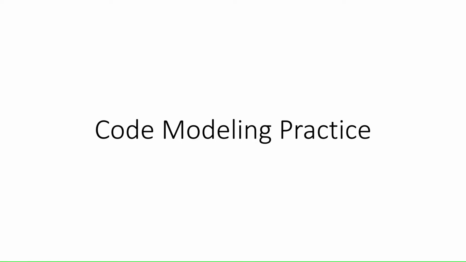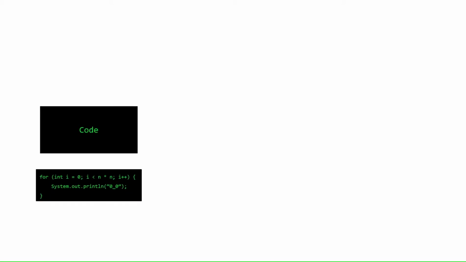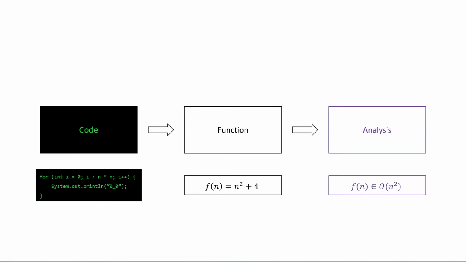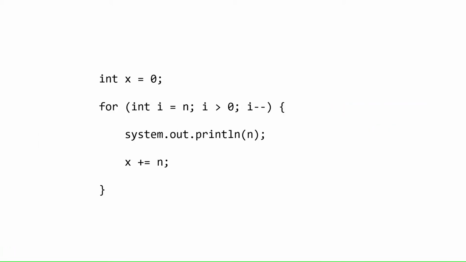In this CSE 373 review video, we're going to be going over code modeling and doing a few practice questions. First, we start with the code that we're going to model. Then, we calculate a runtime function for that code, and after that, we use our big O analysis tools to come up with an order for that function. To recap how we calculate the runtime function, here's a simple example.